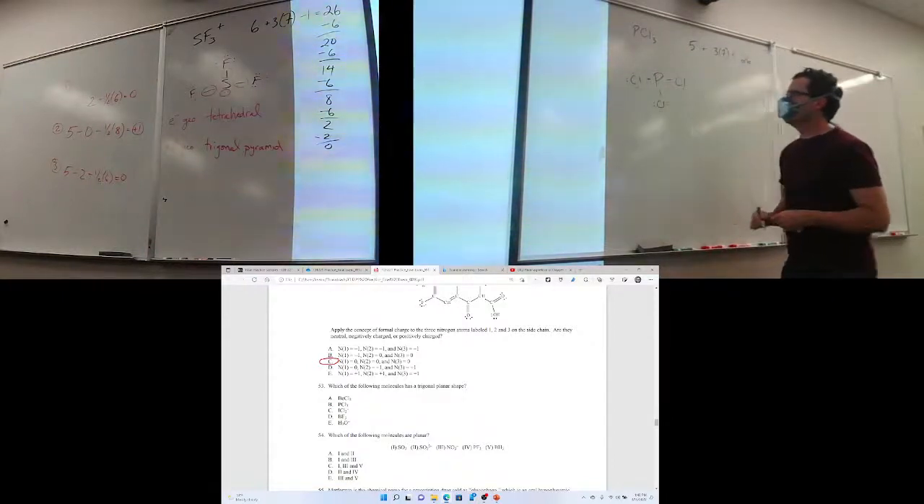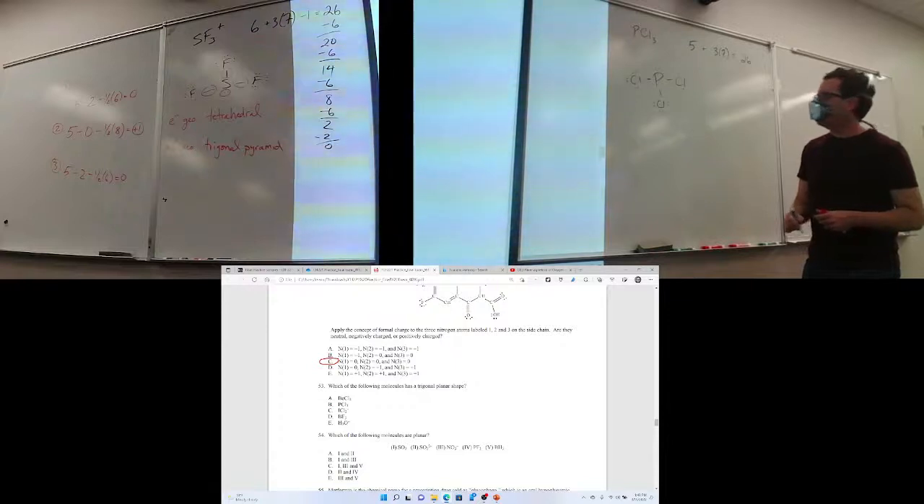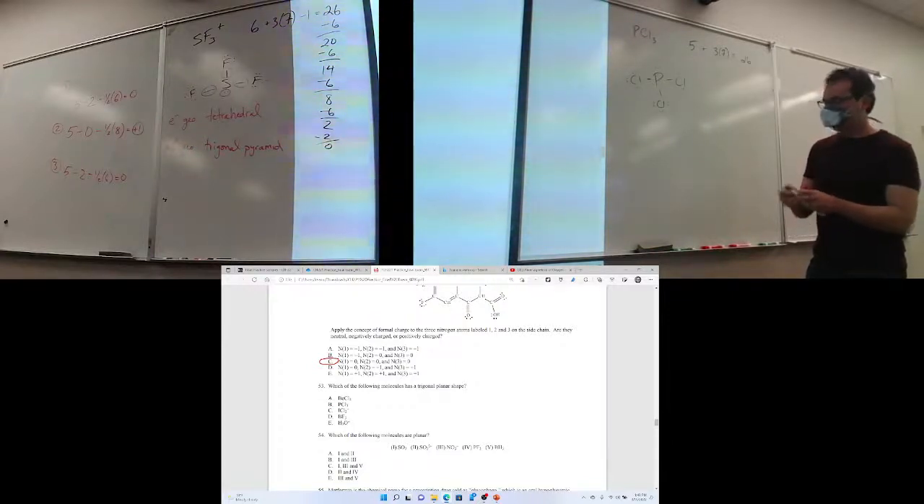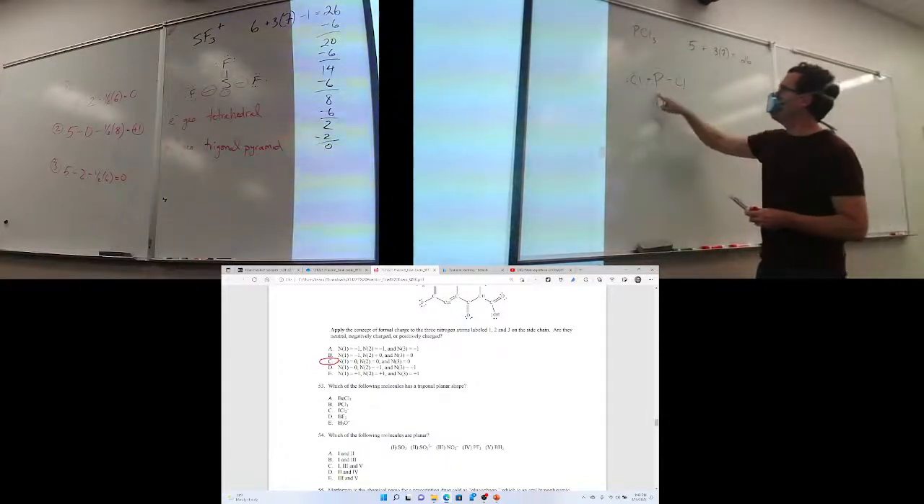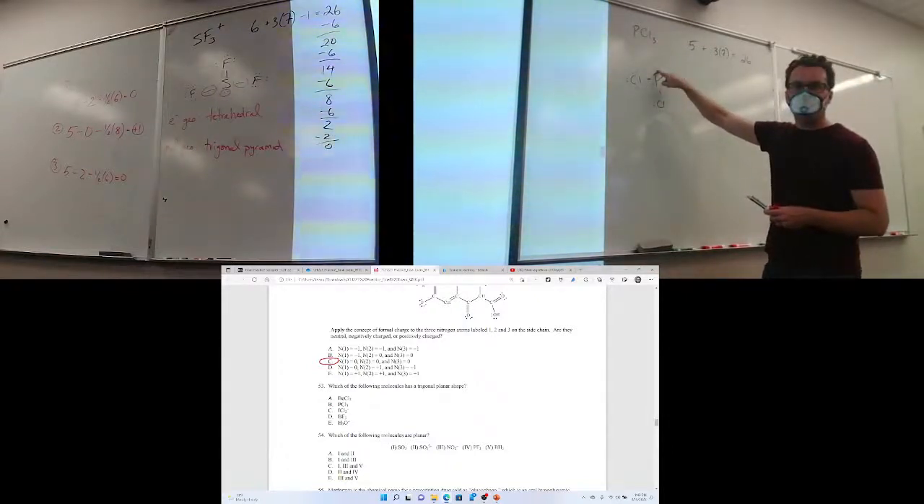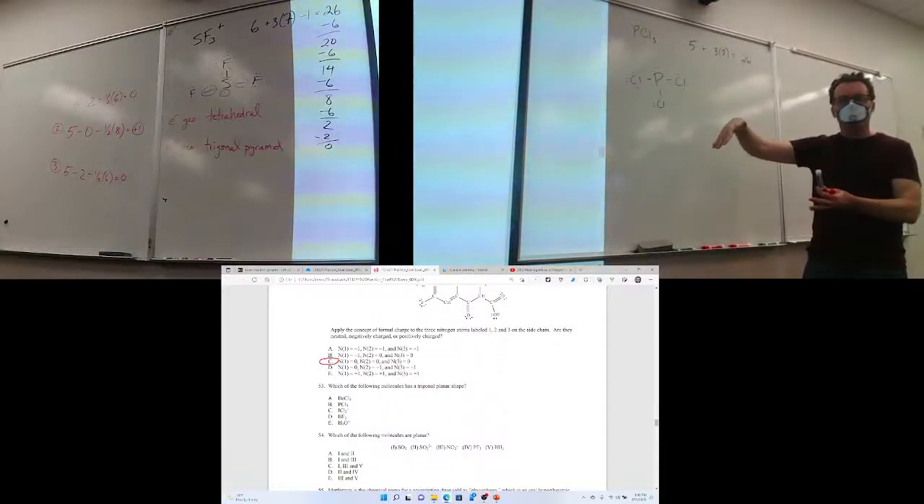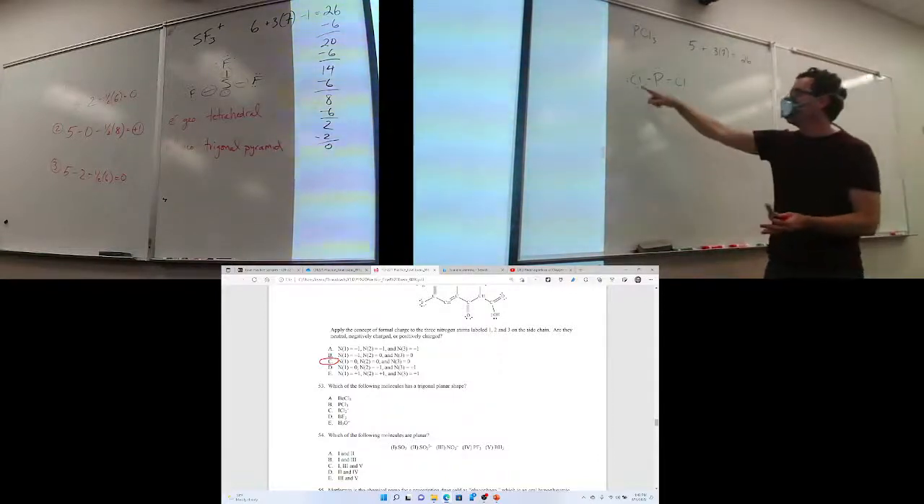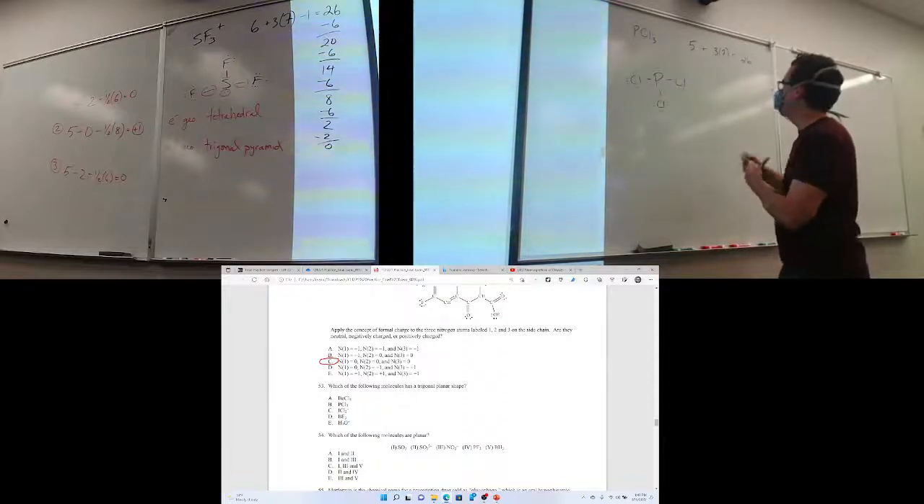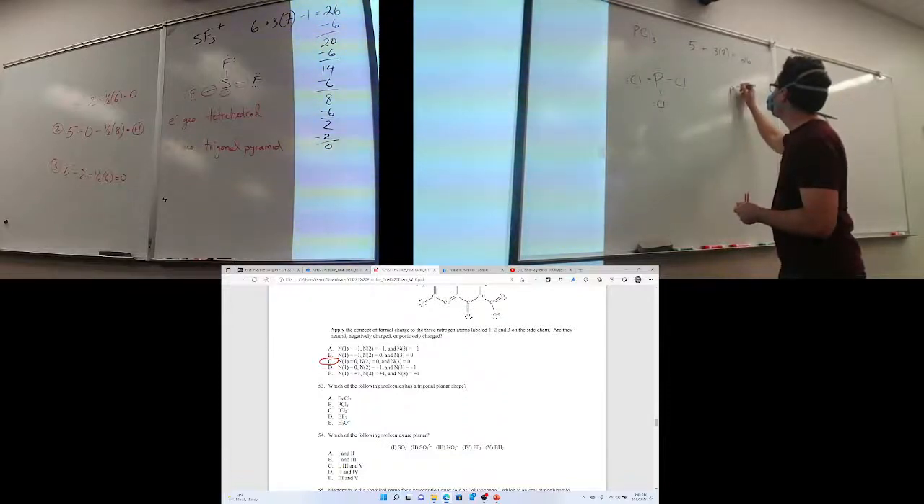This is what you get. That's not trigonal planar. That is going to be trigonal pyramidal because you've got 1, 2, 3, 4 groups of electrons. That's tetrahedral electron geometry, and one of the subshapes of tetrahedral is trigonal pyramidal. So if I were to draw this out, it looks like this.